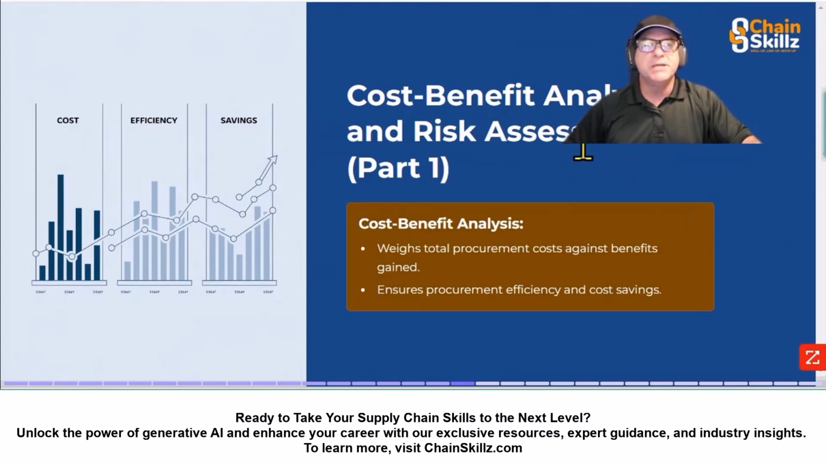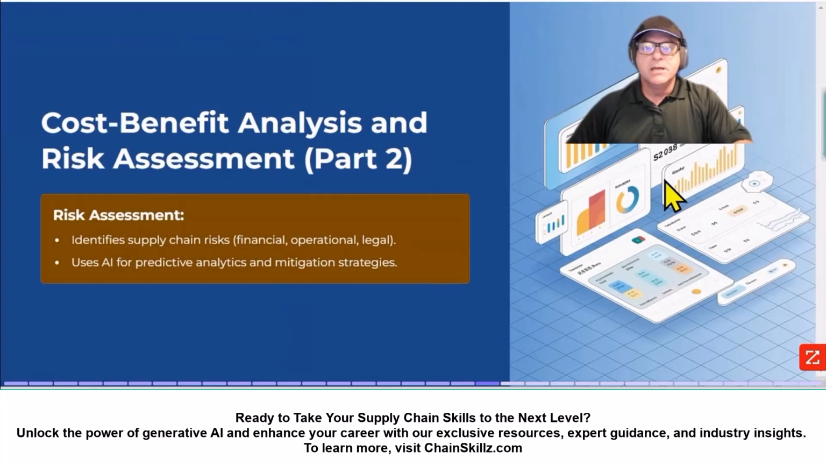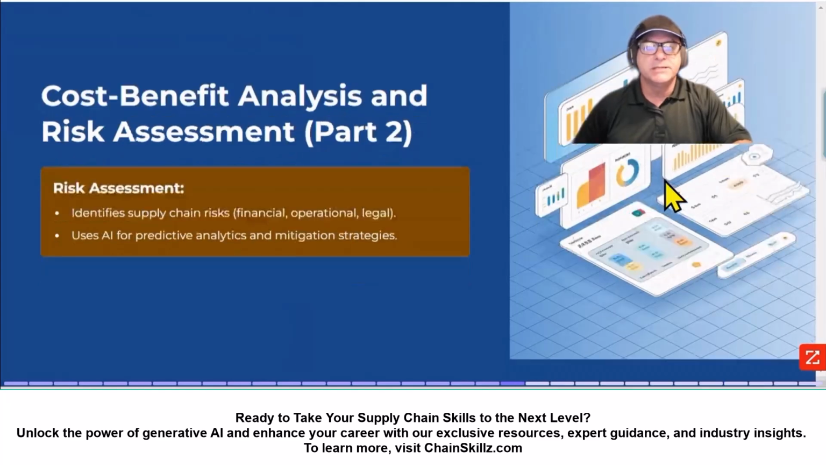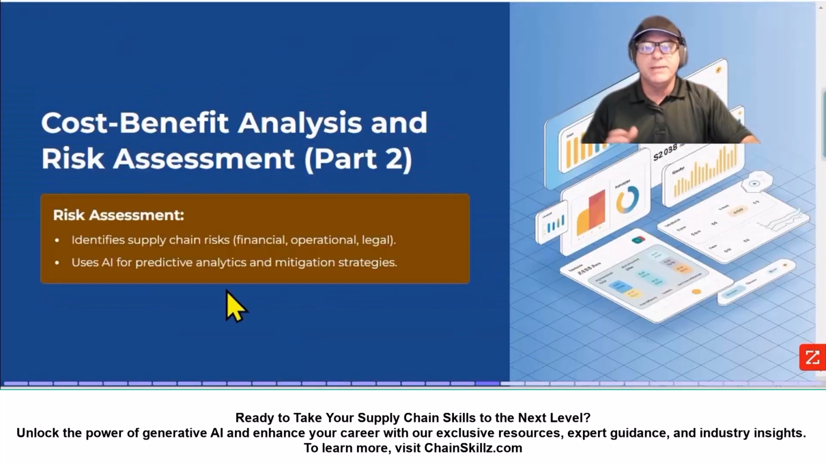Now we do a cost benefit analysis and a risk assessment. It weighs total procurement costs against benefits gained, and ensures procurement efficiency and cost savings. Risk assessment: what are the supply chain risks, and it uses AI for predictive analytics and mitigation strategies. Now, what do I mean by predictive analytics and mitigation strategies?